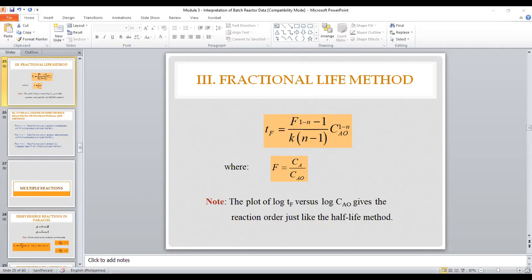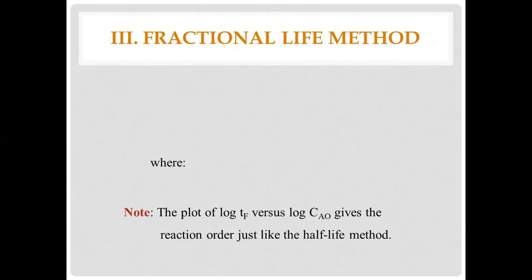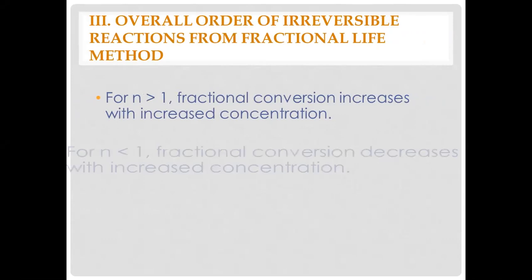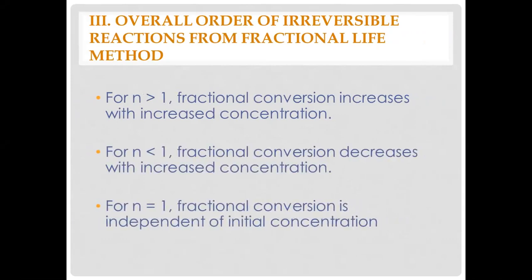Now for the half-life method, you have this generalization. Actually, these are generalizations discussed also by the author of our book, Levenspiel, and it's taken from his book. For n greater than 1, that is for order of reactions greater than 1, fractional conversion increases with increased concentration. Meaning if we increase the initial concentration, it is expected that the fraction that is converted increases also.